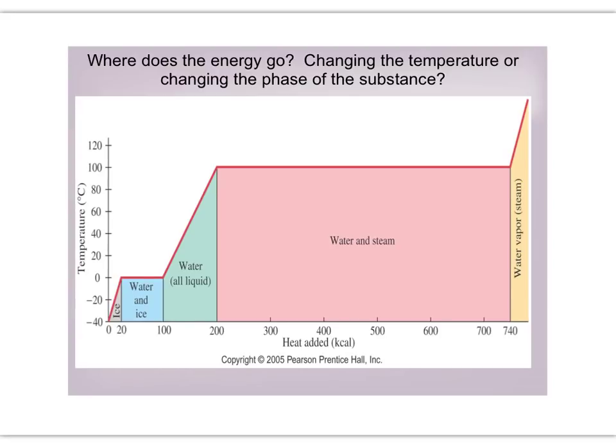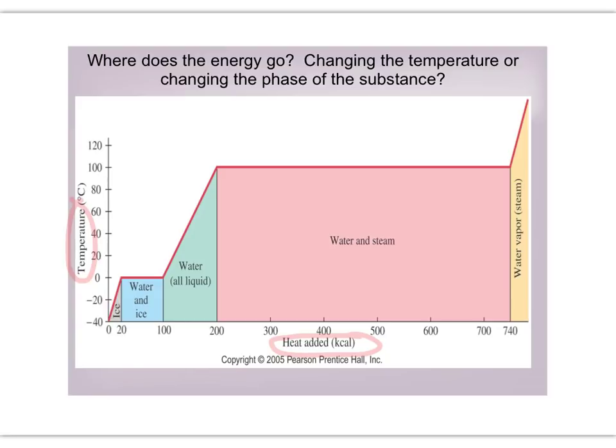So anything that's under 0 degrees is going to be in the solid form. Anything between 0 and 100 is going to be in the liquid form, and anything above 100 degrees Celsius is going to be in the gaseous form. This phase diagram, also known as a heating curve, is temperature versus heat. So as we add heat, what happens to the temperature?